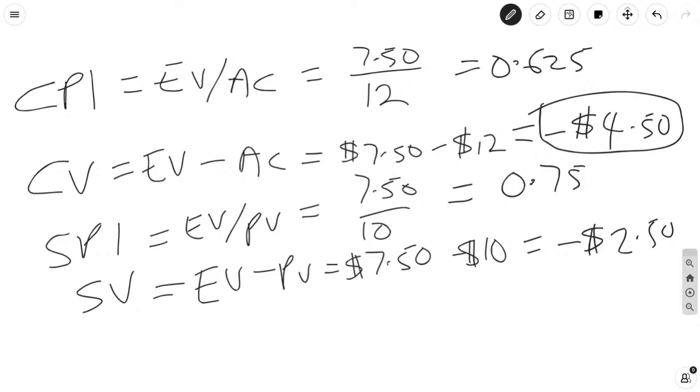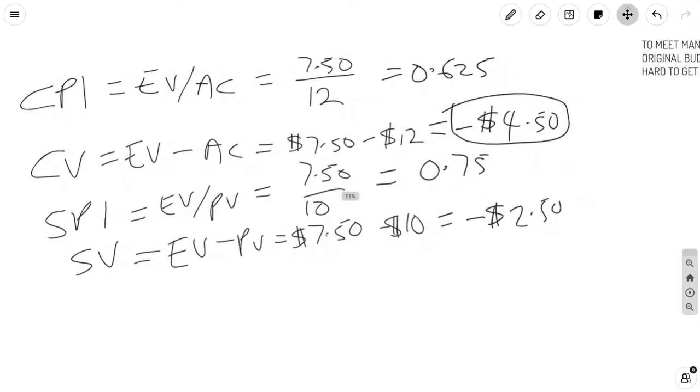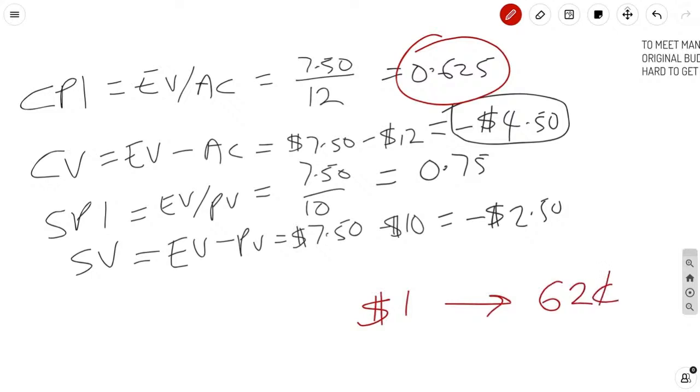So what do these numbers mean? Let's go through them one by one. 0.625 means for every dollar you're spending a dollar, but you're only getting 62.5 cents. You're getting 62.5 cents value out of a dollar. You're hemorrhaging money. You're wasting money. That's what it means. And then the 450 means you are $4.50 over budget.